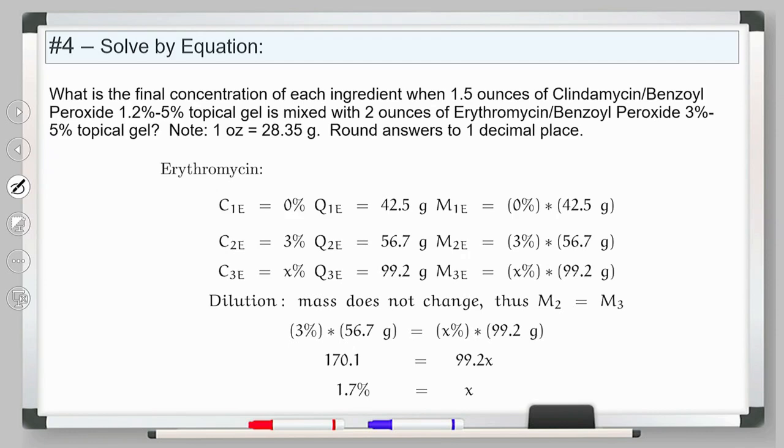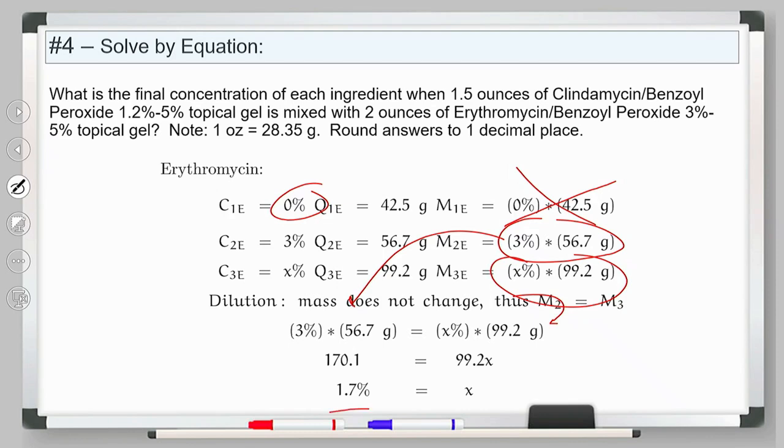And I'll just show you the numbers here. For erythromycin, it's much like the clindamycin. There is 0 in the first cream, so there's nothing from it, but the second cream has mass, and the final cream will have some mass, so you just set the one equal to the other, and you see that ultimately you get 1.7%, which again is going to be down from the 3% that we started with. So again, it did decrease.